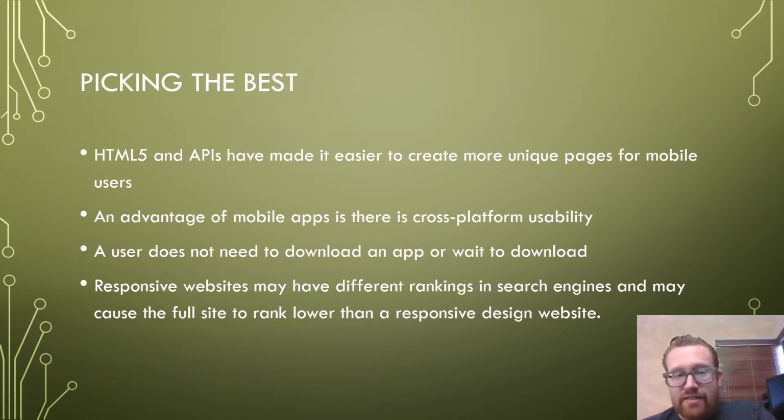So, picking the best. In the past few years, HTML5 and its APIs, which we talked about in the last unit, have made it easier to make more unique pages for mobile users. We talked about some of the API tools, and a lot of those have come into play with mobile device usage. There's an advantage of using mobile apps because of cross-platform usability.